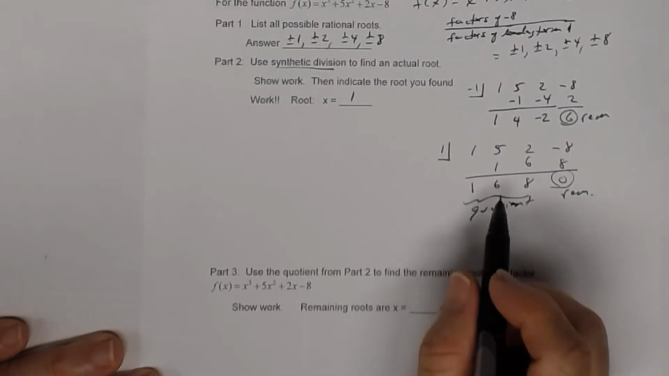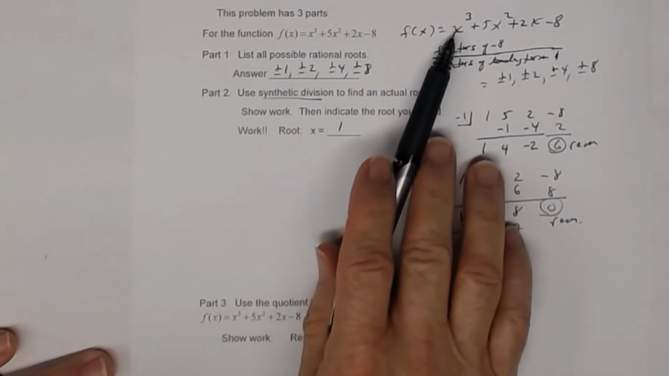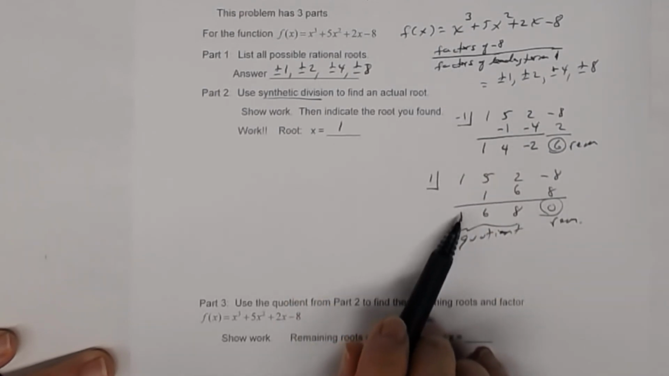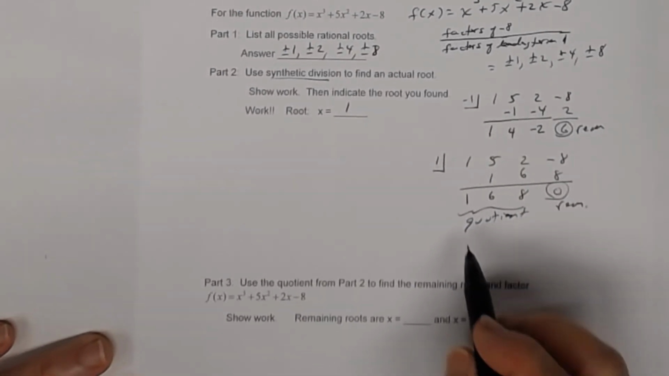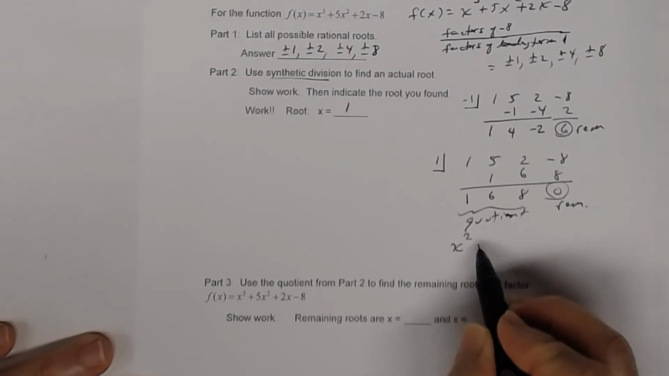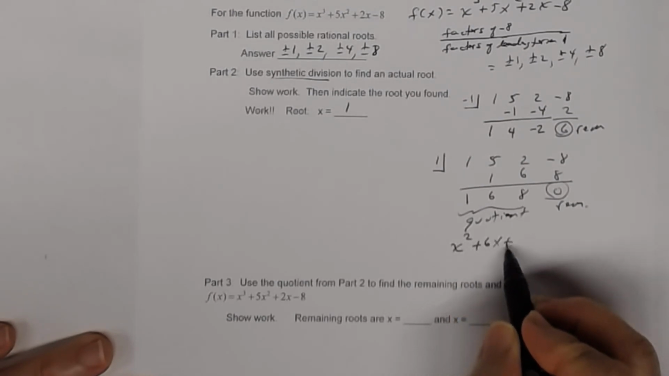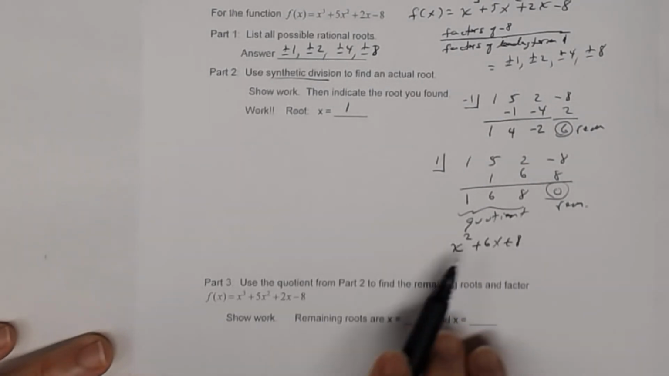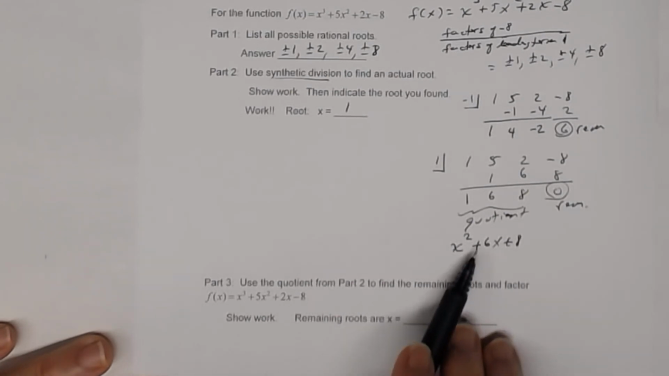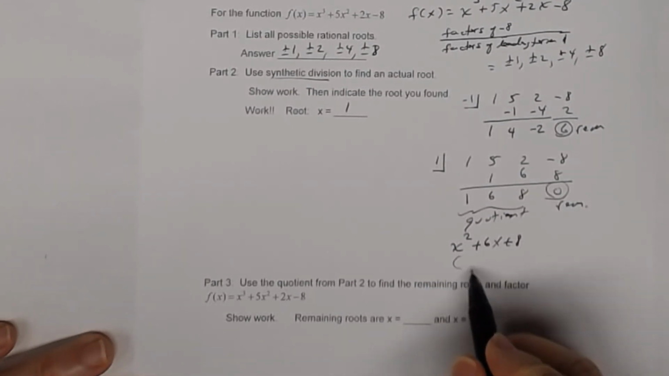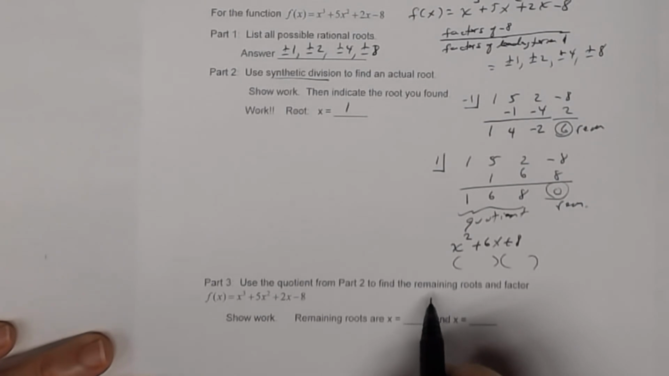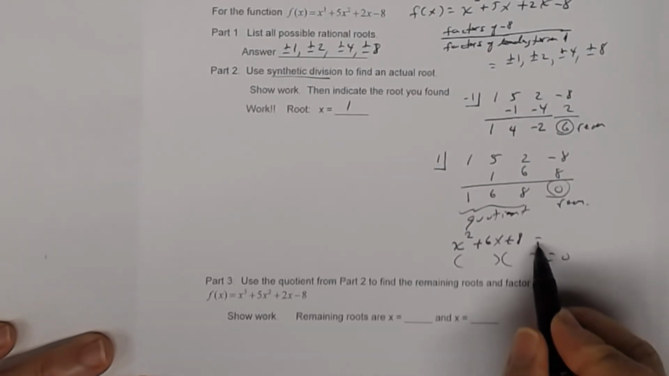So my quotient, remember, if this is x cubed, then this is going to be x squared. So x squared, x, and your constant. So my quotient then becomes x squared plus 6x plus 8. So I'm going to use this quotient to find the remaining roots. Basically, I'm going to factor this, and to find the remaining roots, I'm going to set that equal to 0.